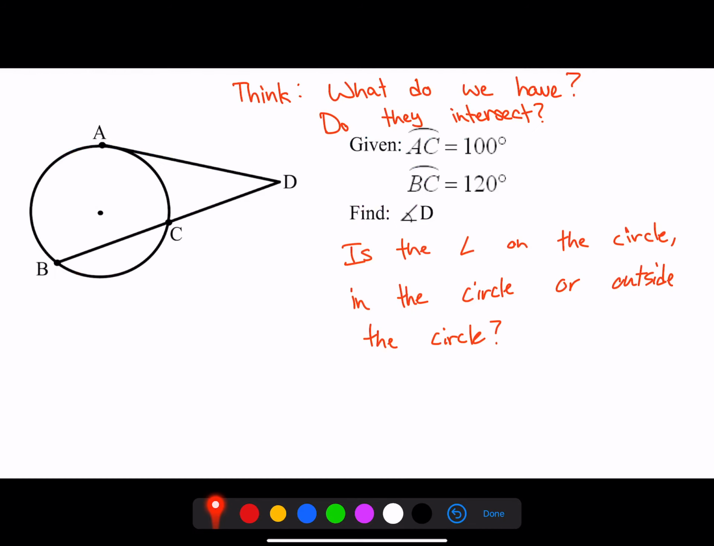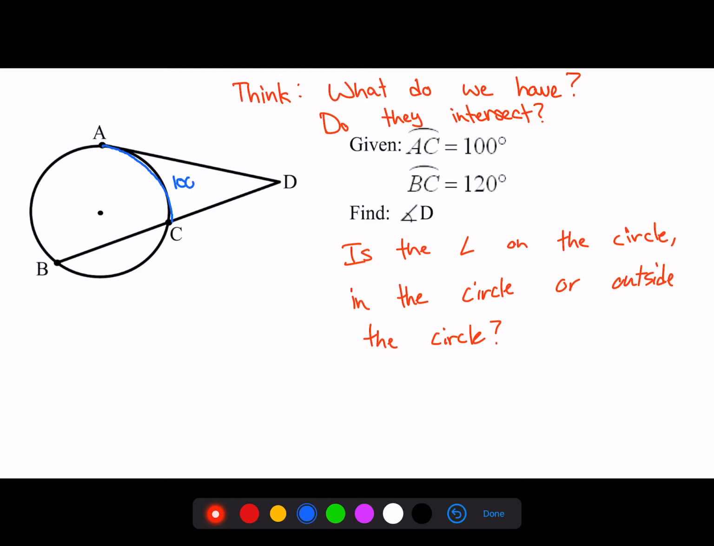All right. Next, go ahead and try this one out. I put up some questions for you guys to ask yourself beforehand. These are the questions that you should be thinking each time. So what do we have? Do we have chord tangent, tangent tangent, chord chord? What do we have to get started? Next, do these intersect? Well, yes, they intersect on the outside of our figure. So I know that AC is equal to 100.